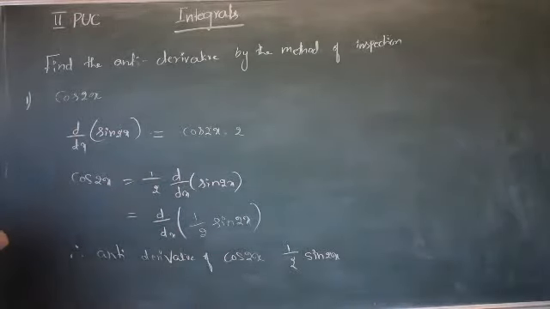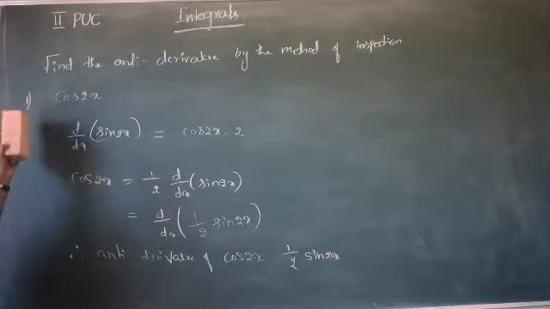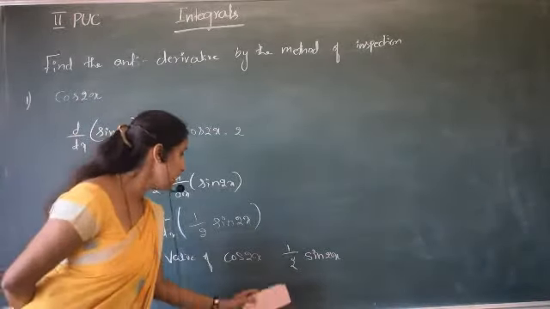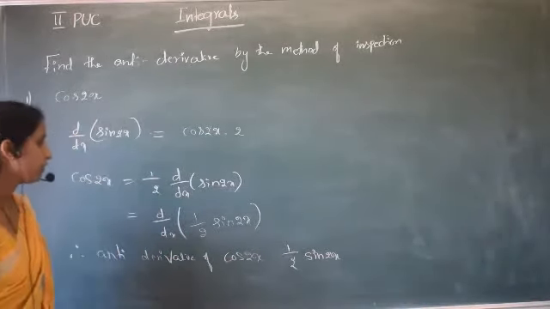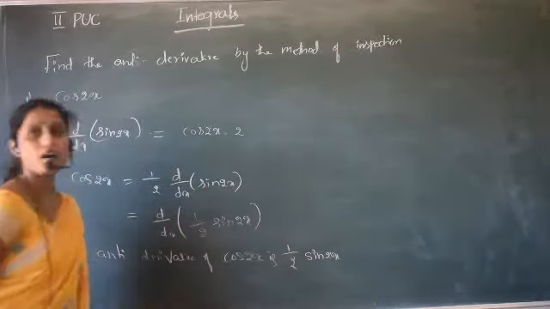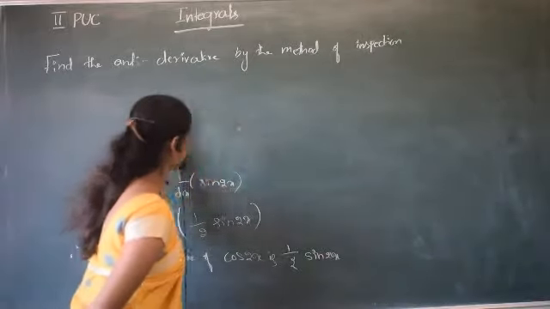First we have to find a function such that its derivative will be the given function. The derivative of sin 2x is cos 2x. Therefore I have taken the derivative of sin 2x and we got the answer: the antiderivative of cos 2x is half sin 2x. Next one.